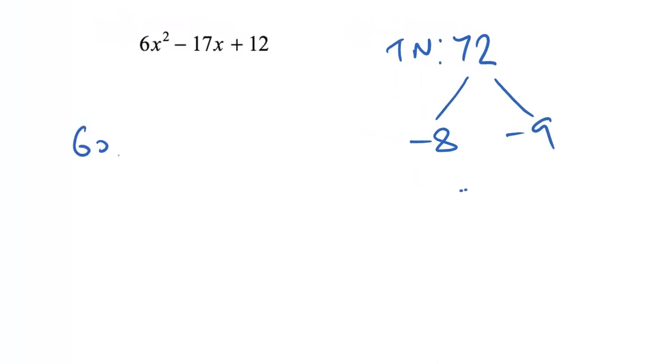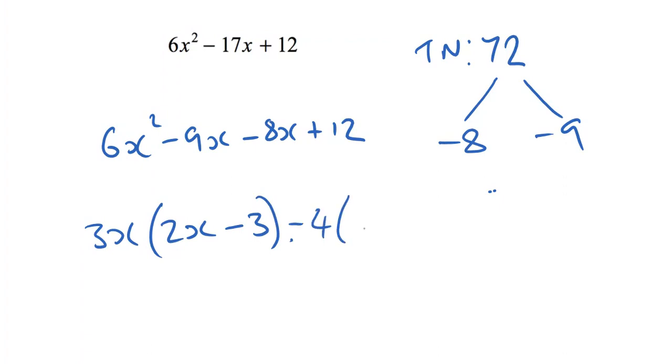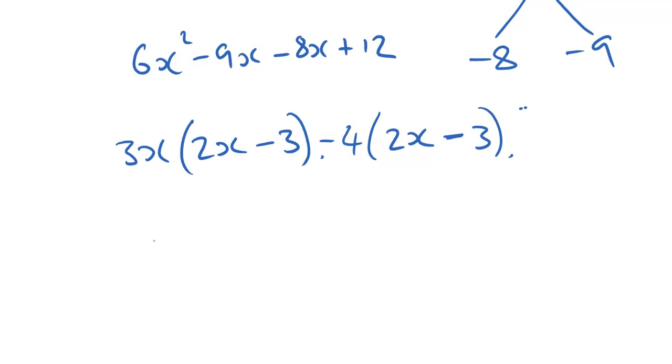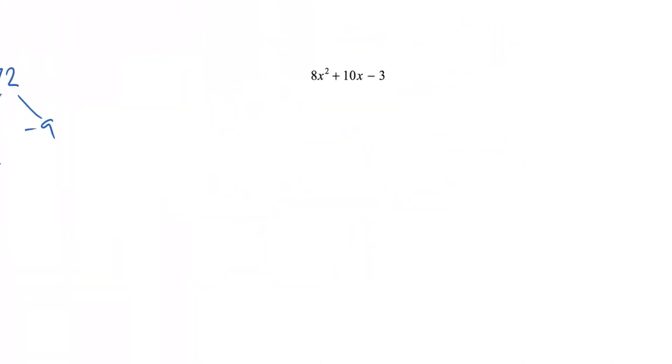So we're going to have 6x squared. Now I'm going to write the minus 9 first because it might make it easier for me when I'm factorizing the 6 with the 9. Okay, so we're going to write it out like that. Now we're going to factorize the left. I can take out a factor of 3x, and that will leave me with 2x and a minus 3. On the right-hand side, I'm going to take out a factor of minus 4, and that's going to leave me with a 2x and a minus 3 as well. Now I can bring them together. 3x minus 4, 2x minus 3, and I'm finished. I've factorized my quadratic. Let's do one more of these.